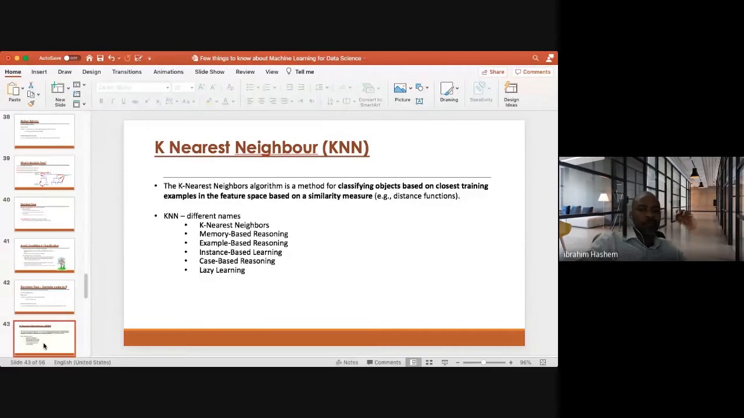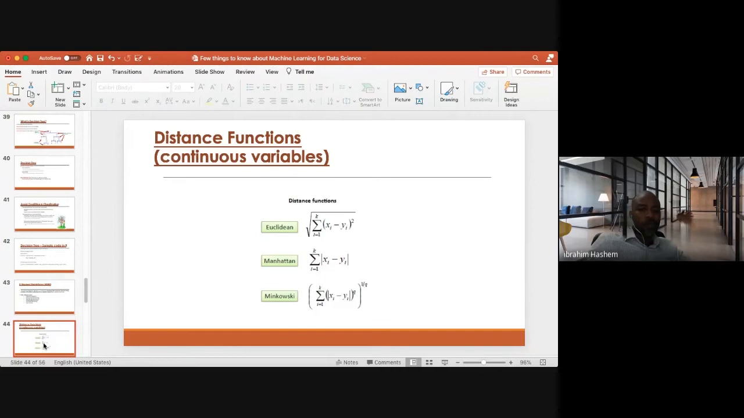To calculate the distance, there are different distance functions, and the common one we use is the Euclidean distance function. It's the difference between x's and y's squared. We also have Manhattan and Minkowski distance functions. These are the different distance functions that we use to calculate the similarity between different data points to classify them.